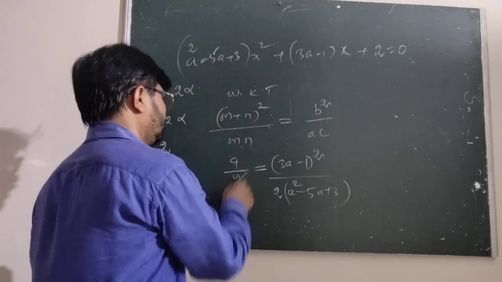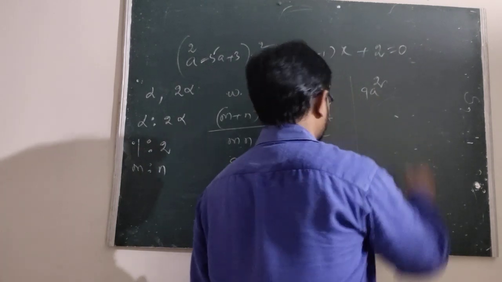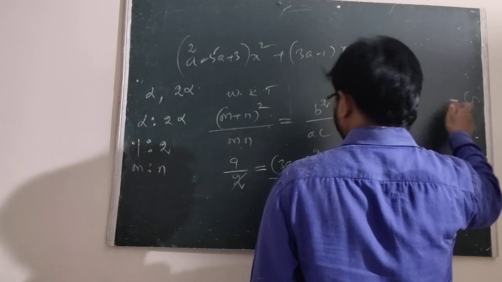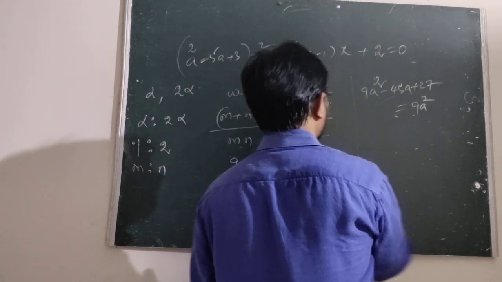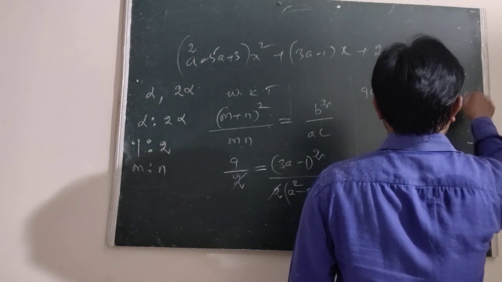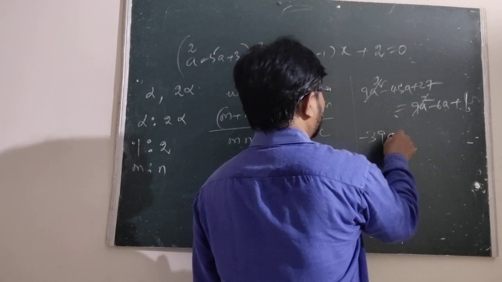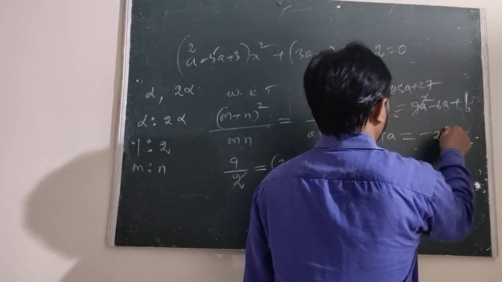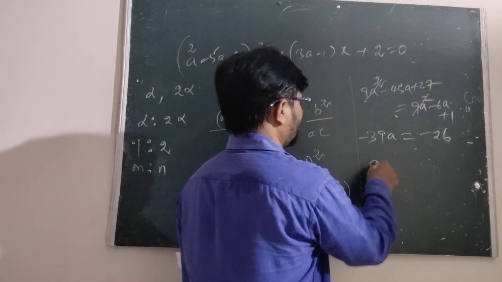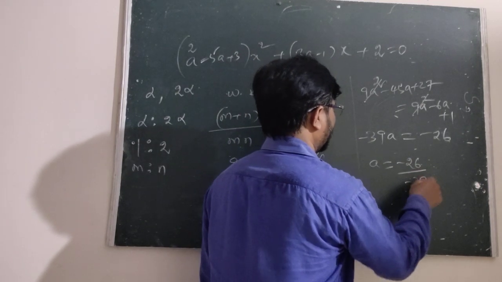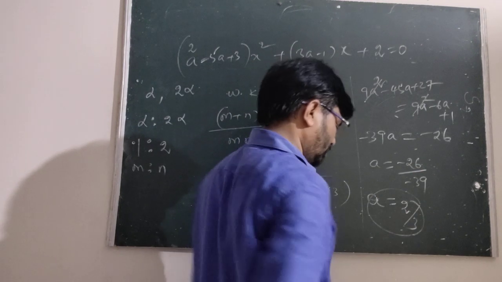Now here we can cancel the 2. Now this is 9a square minus 45a plus 27, 9 into 3 is 27, equal to 9a square minus 6a plus 1. Now these get cancelled, and sending to the other side, minus 39a equal to minus 26. Now a equal to minus 26 by minus 39, which is 2 13s are 26, 3 13s are 39. The value of a is 2 by 3.